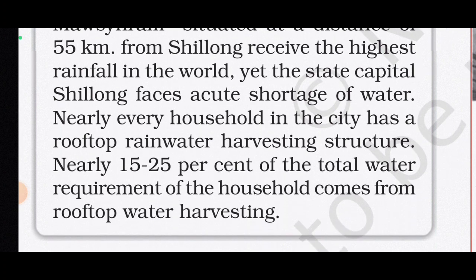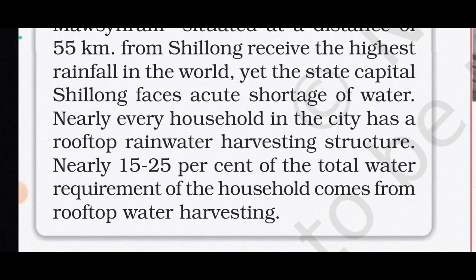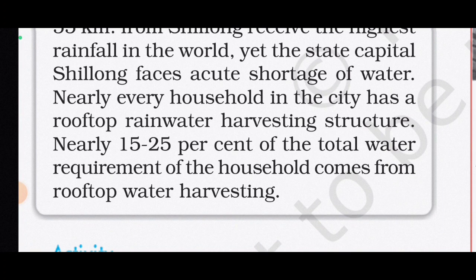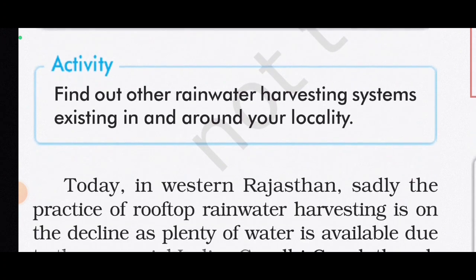Cherrapunji and Mawsynram, situated at a distance of 55 kilometers from Shillong, receive the highest rainfall in the world, yet the state capital Shillong faces acute shortage of water. Nearly every household in the city has a rooftop rainwater harvesting structure. Nearly 15 to 25% of the total water requirement of the household comes from rooftop water harvesting.